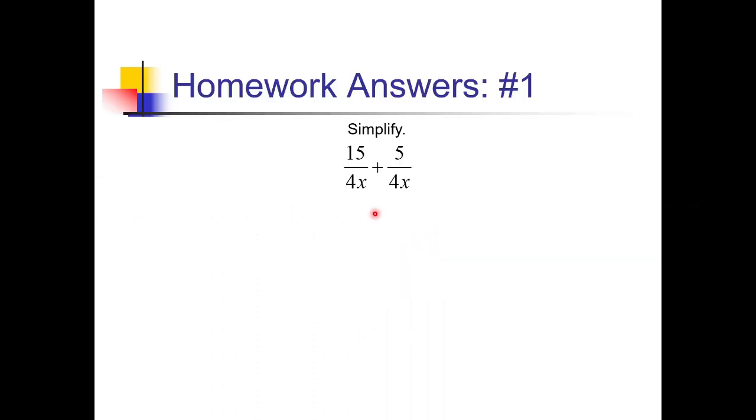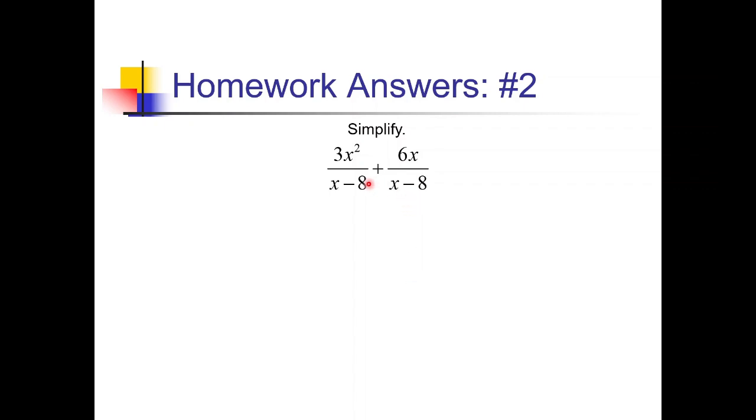For this problem, we have the same denominator, 4x in both cases, so let's just add the numerators and keep the denominator. This will be 20 over 4x, and then we can reduce this a little bit. 20 over 4 reduces to a 5, so 5 over x.